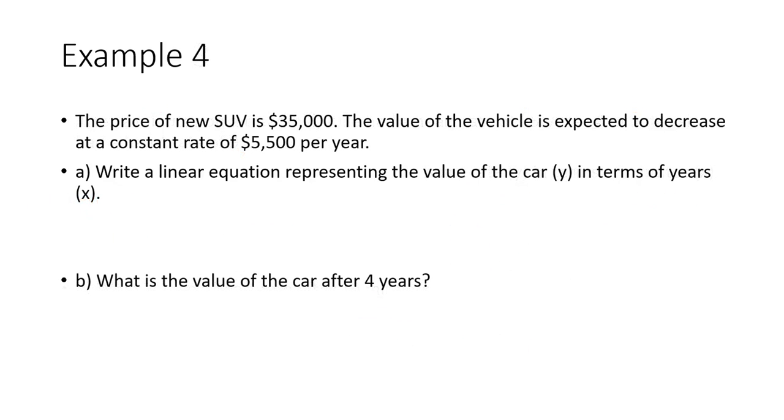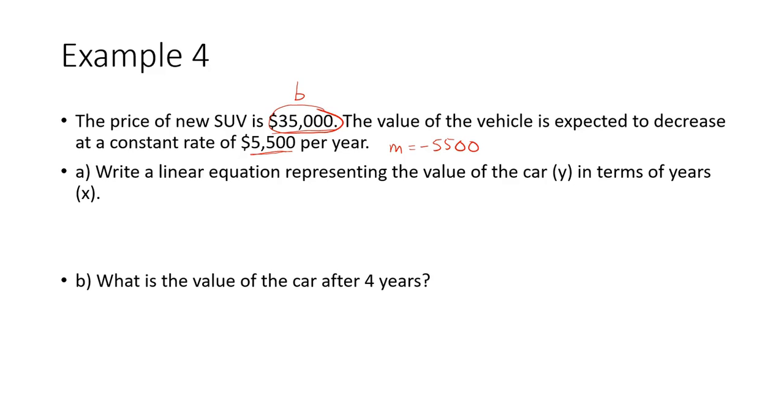The original price of an SUV is $35,000, and it's expected to decrease at a constant rate of $5,500 every year. And so this is our fixed amount, $35,000. This is b. At 0 years, the SUV costs $35,000. Each year after it, it goes down by $5,500. So the slope is going to be negative $5,500.